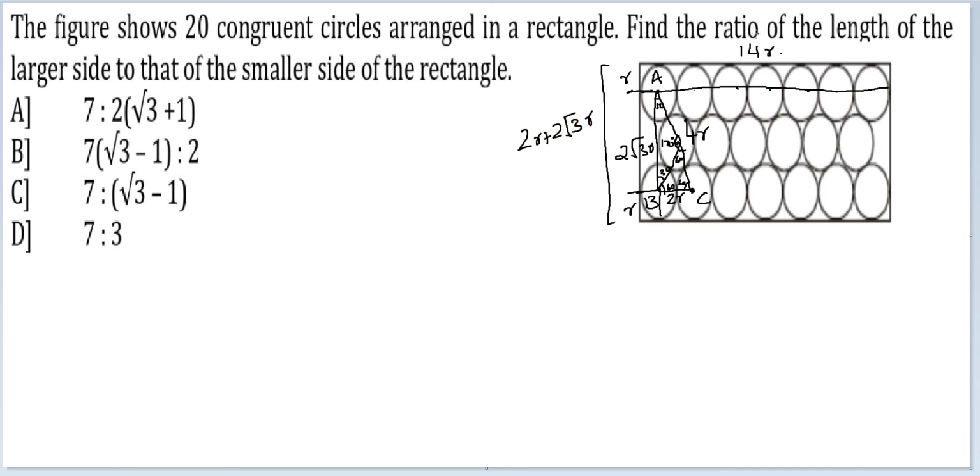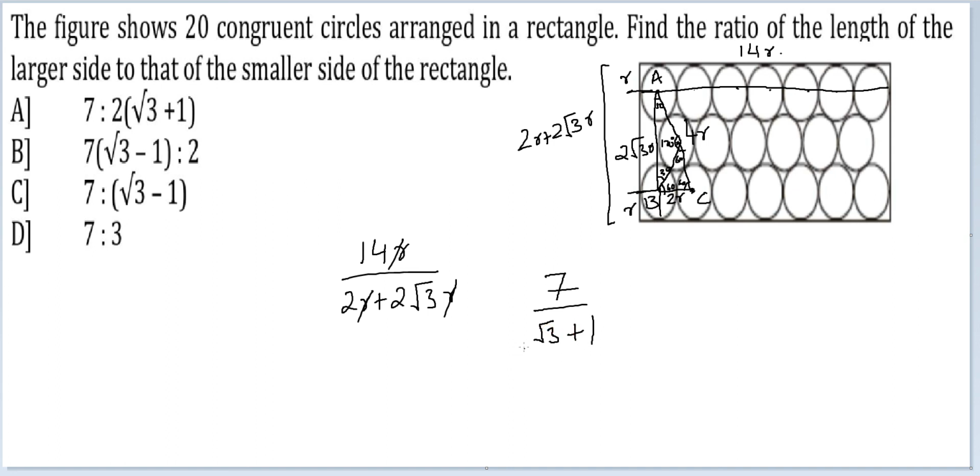We were only supposed to find out the ratio of the larger side to the smaller side. So it will be 14r divided by 2r plus 2 root 3 r. So this cancels, this cancels, this cancels. I will end up getting 7 by root 3 plus 1.